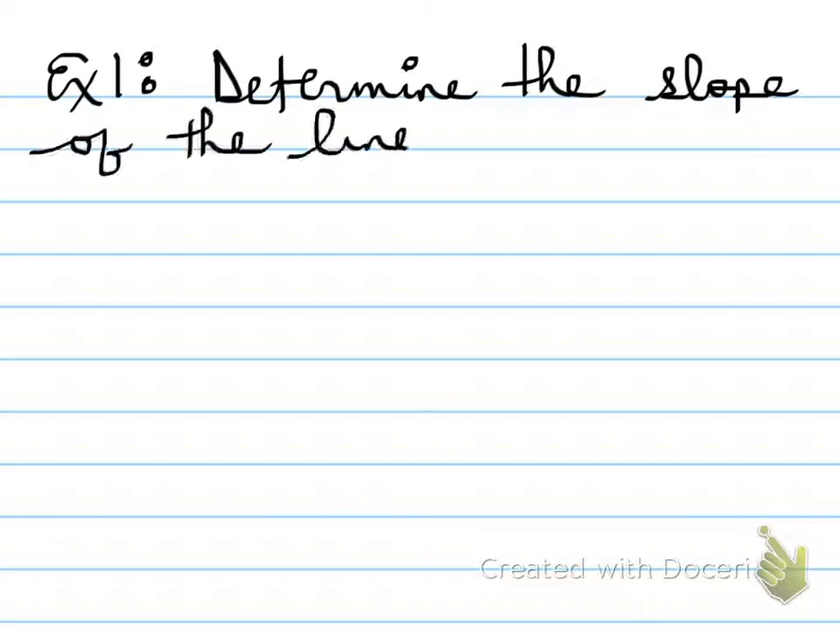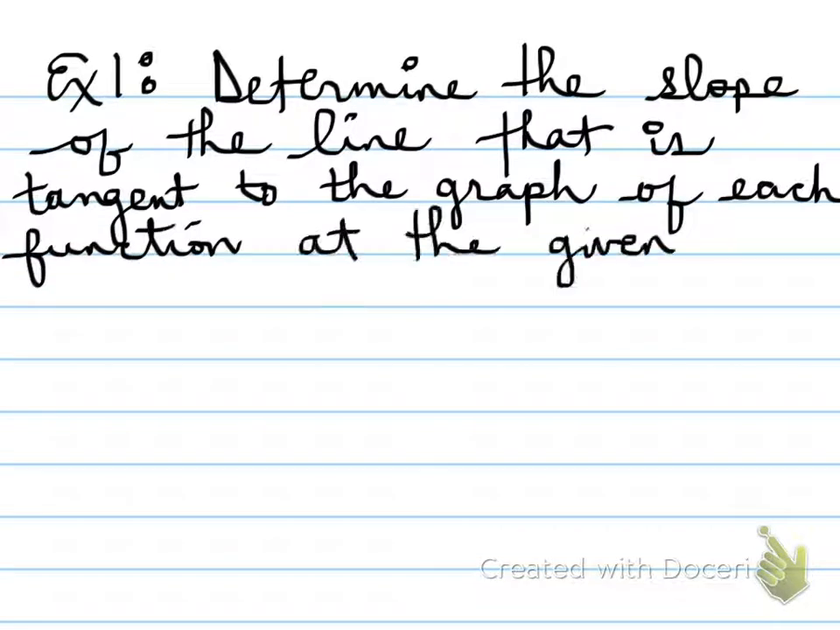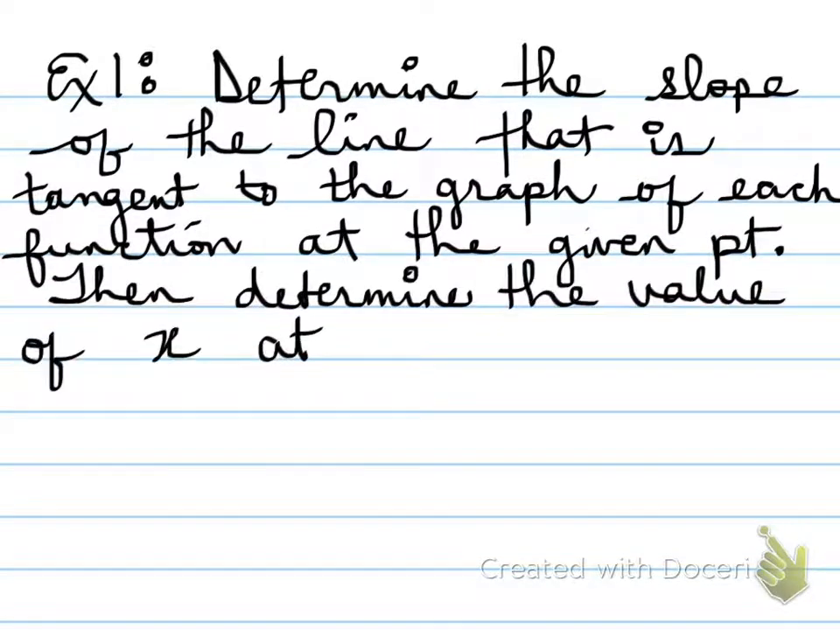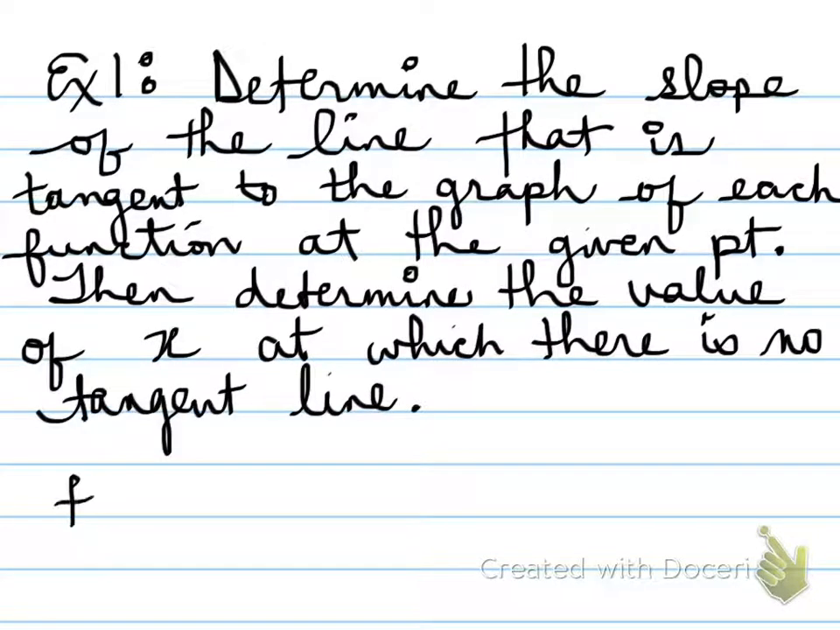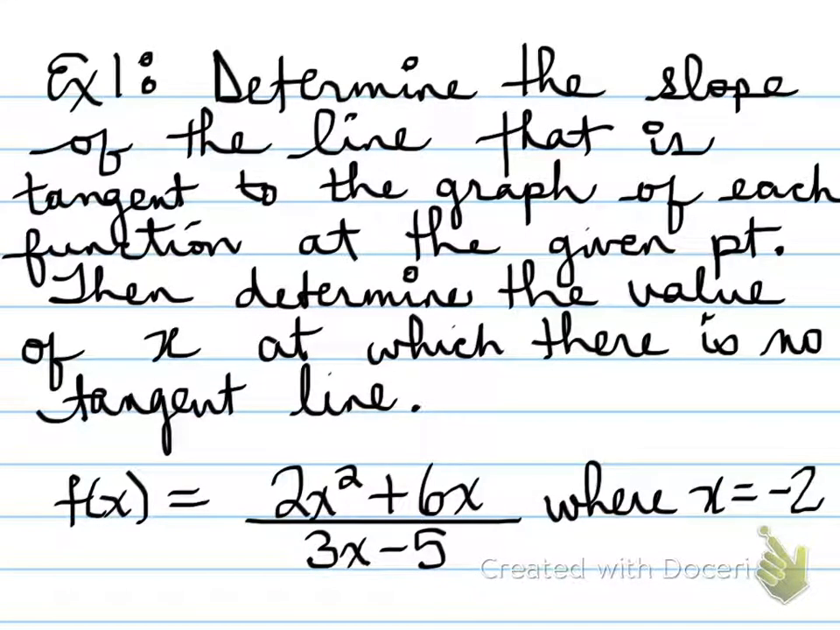Example 1. Determine the slope of the line that is tangent to the graph of each function at the given point. Then determine the value of x at which there is no tangent line. So, we're actually going to answer that second part first. Where, folks, is there no tangent line? Hopefully, you're all thinking, oh, a vertical asymptote, there couldn't be a tangent line. So what is the vertical asymptote here? That will be x equals 5 over 3. x equals 5 over 3 is a value at which there is no tangent line.